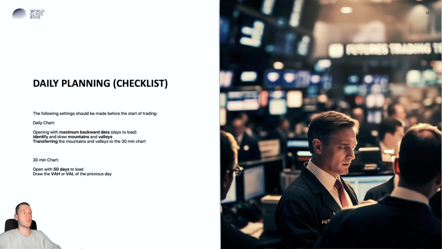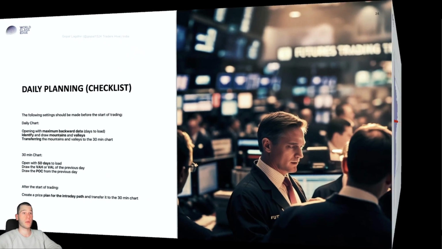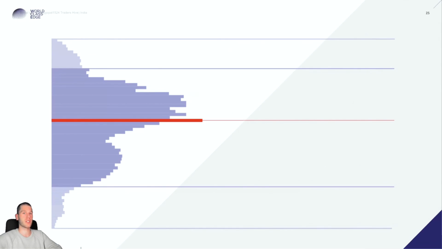You will draw the value area high or low of the previous day. In most software, you can just draw them automatically or extend them automatically if they are naked. And then you draw the POC or VPOC from the previous day. After the start of trading, you create a plan for the intraday path and transfer it to the 30-minute chart. And if you want to do some exercise, just take this naked chart and try to repeat the options that we just went through.